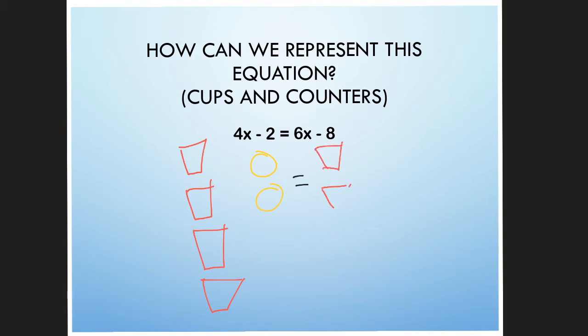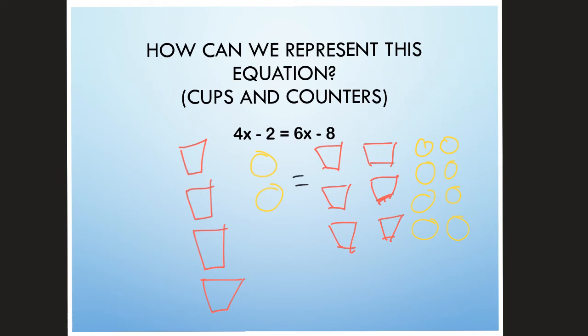1, 2, 3, 4, 5, and 6 cups. And then we're going to subtract 8 counters. So we do 8 negatives: 3, 4, 5, 6, 7, 8. So here I have my 4 cups, 4 x's, and negative 2. And then I have my 6 x's and negative 8.